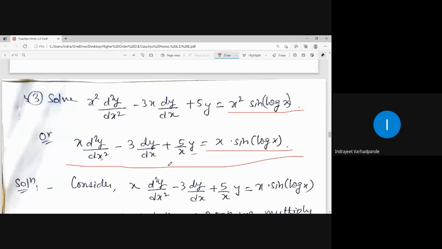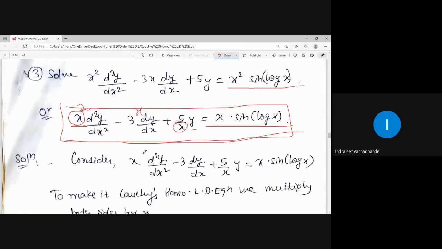So in this case, if you consider this equation, I am able to find the coefficients as variable. Here actually this x should not be there; here it should be x square. If it is homogeneous, we should have the term x square, so that it is identified as Cauchy's homogeneous linear differential equation.